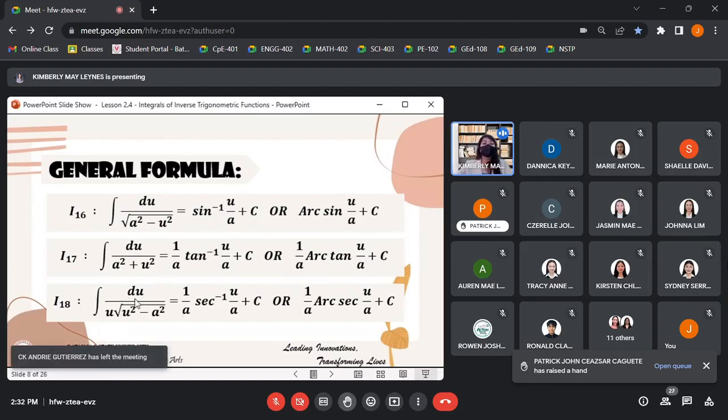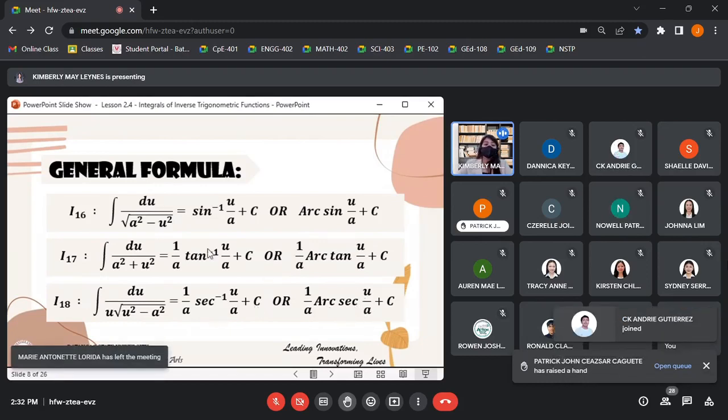And ang integral ni du over u times the square root of u squared minus a squared is equal to 1 over a secant raised to -1 ng u over a plus c, or yung ating 1 over a arc secant ni u over a plus c.